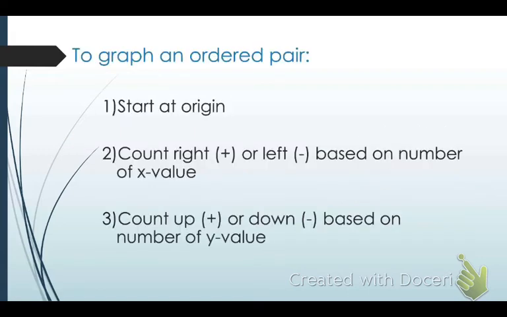So to graph an ordered pair, we need to start at the origin, right at the center of the graph, 0, 0. You're going to count right if X is positive or left if X is negative based on the number of the X value. And then you count up or down based on the number of the Y value. So again, all of this needs to be written in your notes. Pause the video and write.